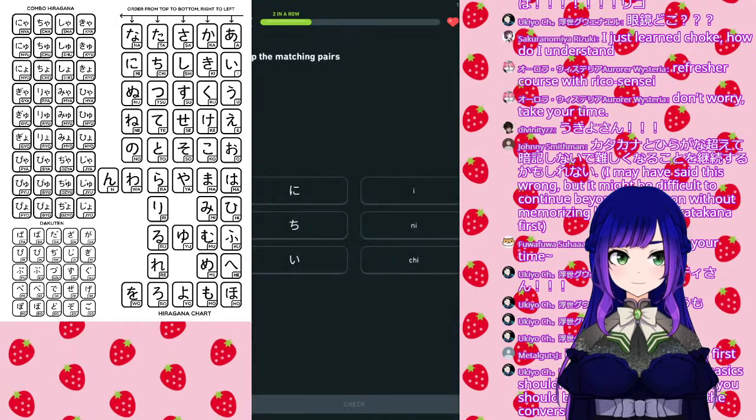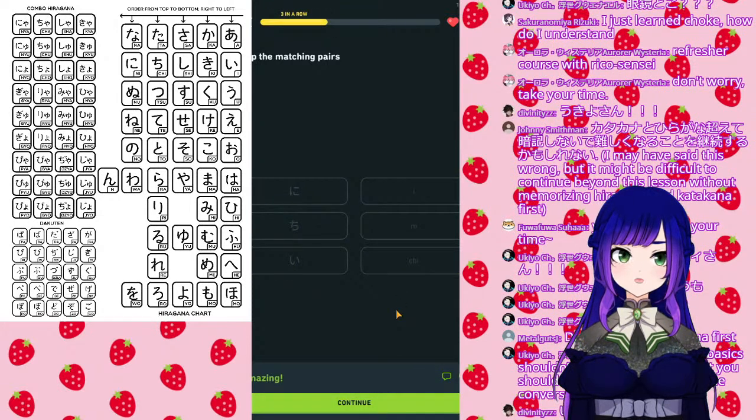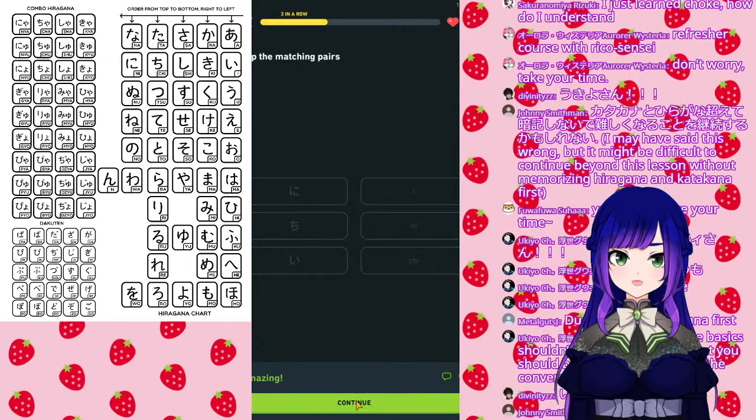Continue. Tap the matching pairs. You guys can look at the cheat sheet. Chi. I. I think they're starting from the E sound. I don't know why they wouldn't start from A sound.